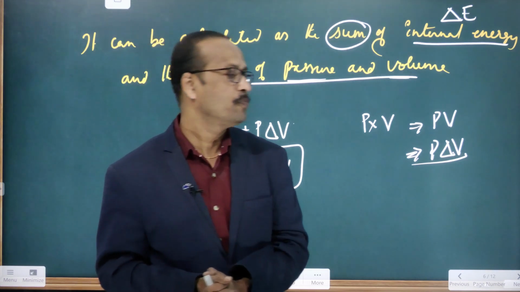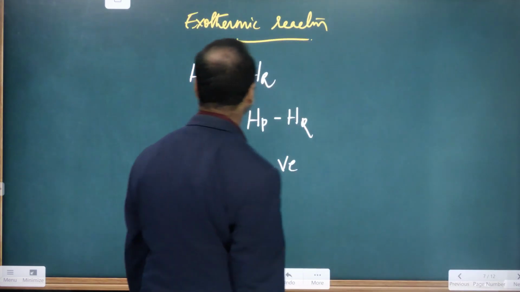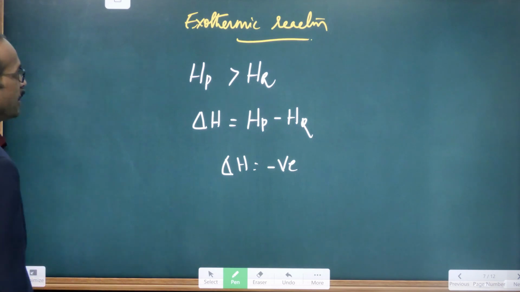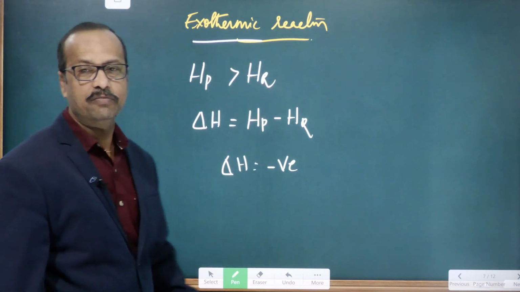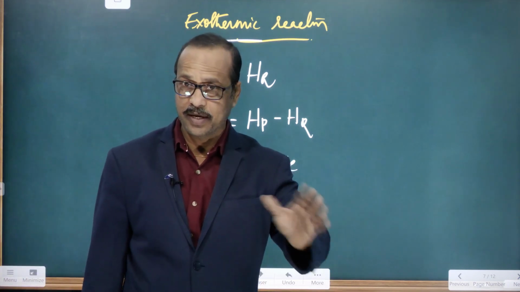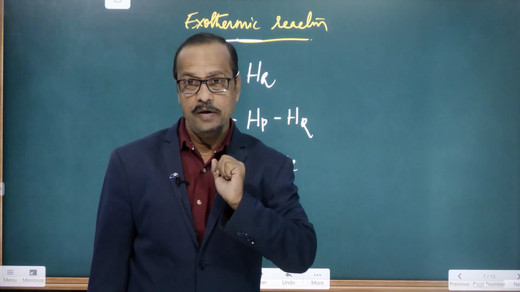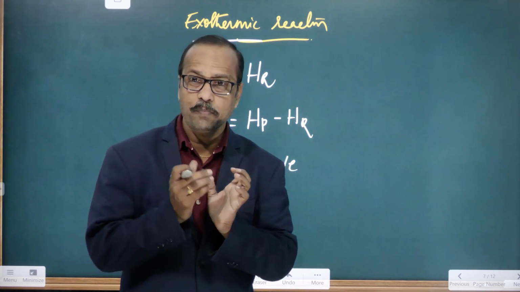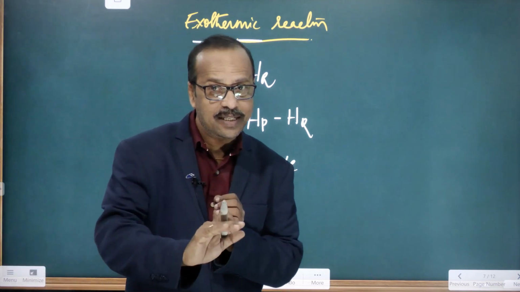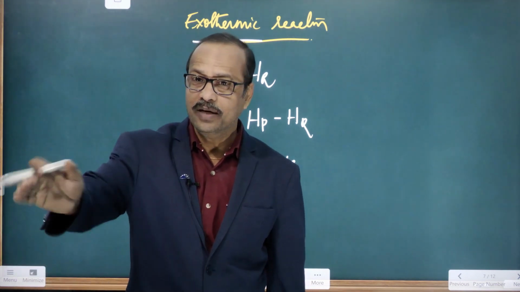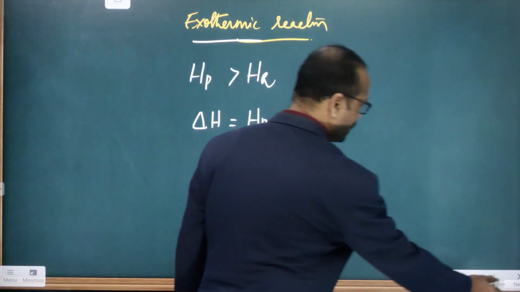Clear? So there are two types of reactions. Now let us see what these are. Exothermic reaction means the reactions in which heat is liberated. That means whatever products form, their heat content is less than the heat content of the reactants. Yes or no? Let's take one example here.